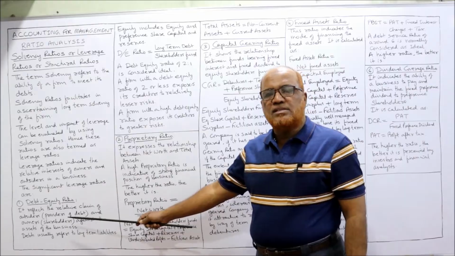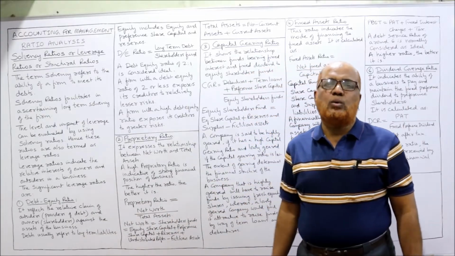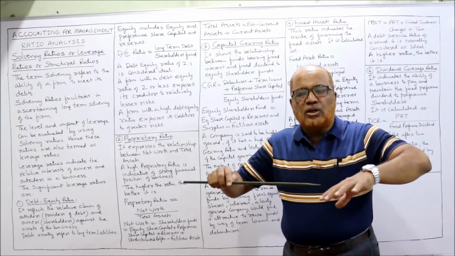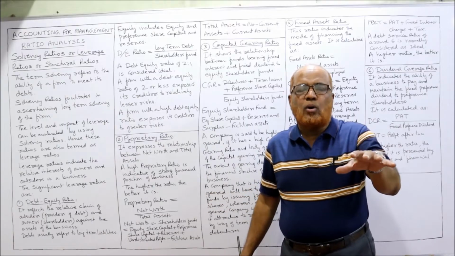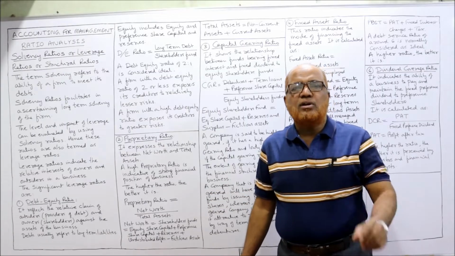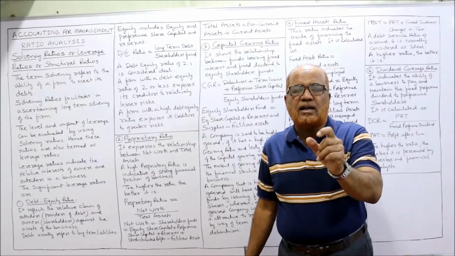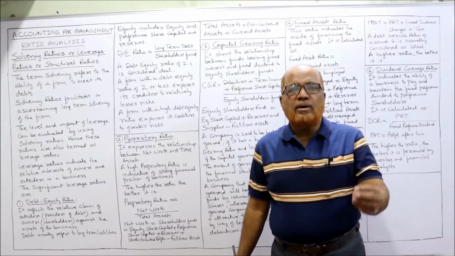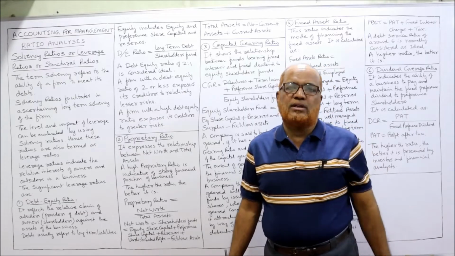The first solvency ratio is the debt equity ratio. That means in the total funds employed in the business, what is the proportion of debt and equity? How much is debt and how much is equity?